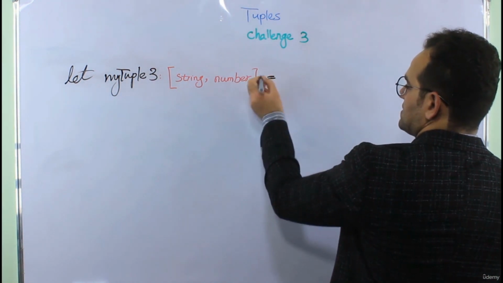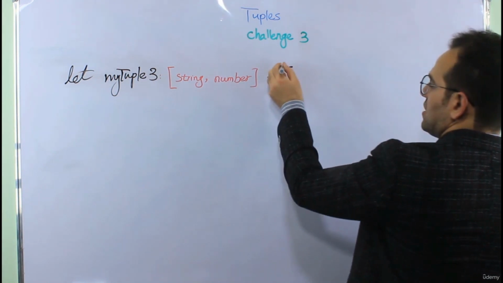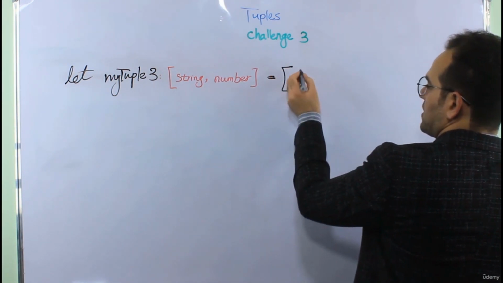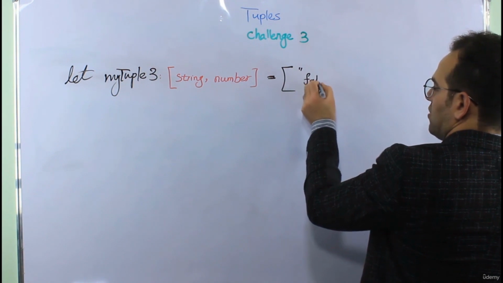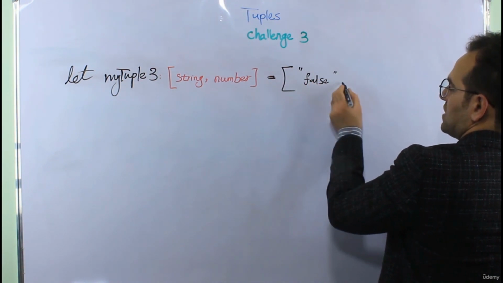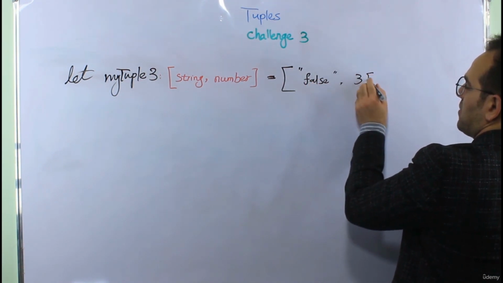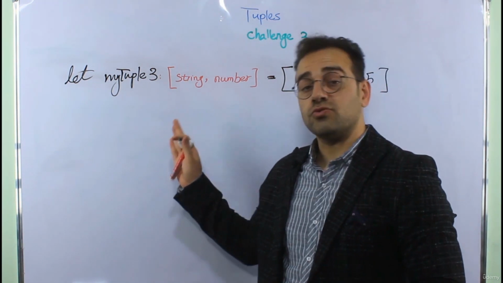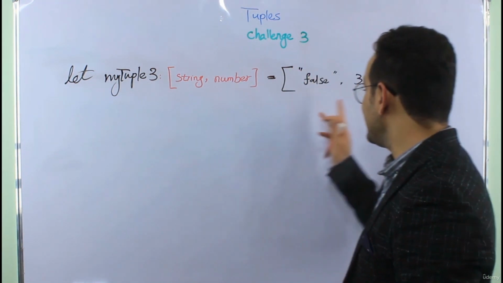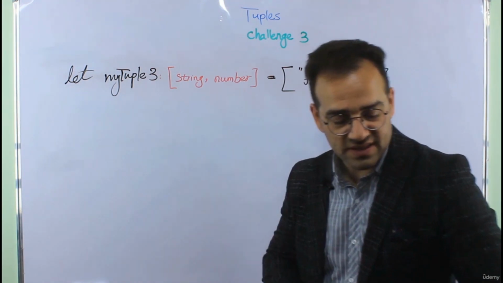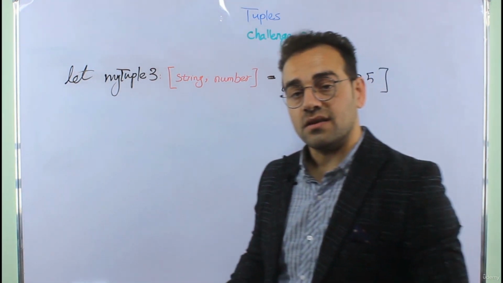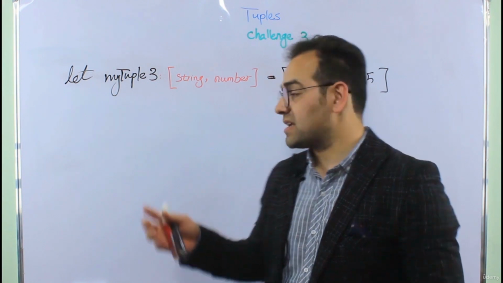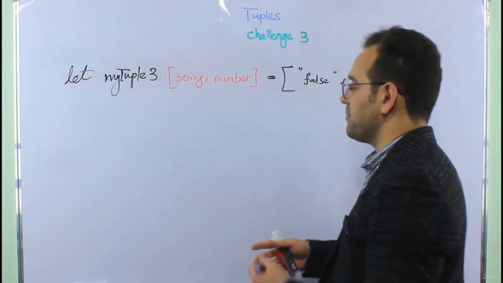And now let's insert information in here. The string, I'm going to pass in a string of false. This is not a Boolean, this is a string. And for number, I'm going to pass in 35. Now that we have created these, we need to access the second item. So the second item's index is going to be 1, because the first item's index is 0.